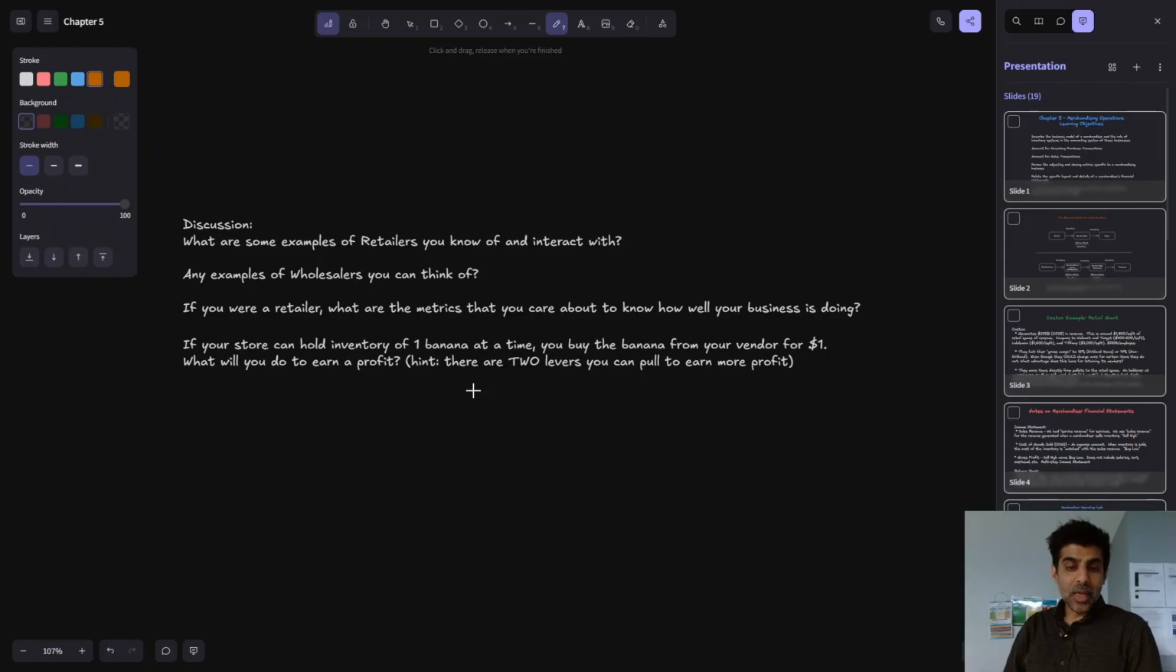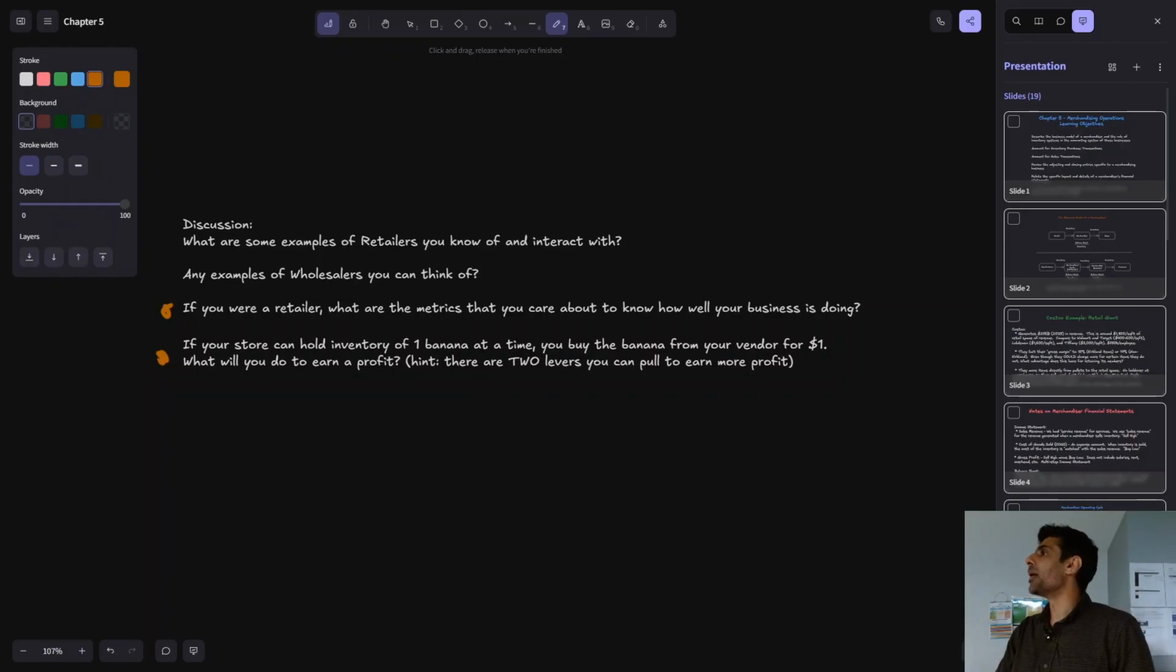If you are a retailer, what metrics do you care about? How do you know that your business is performing well? Okay, so think about that. And it's kind of related to this last one. I'm giving you a very specific example. Your store has room for one banana at a time, and you're buying it for $1 from your vendor.